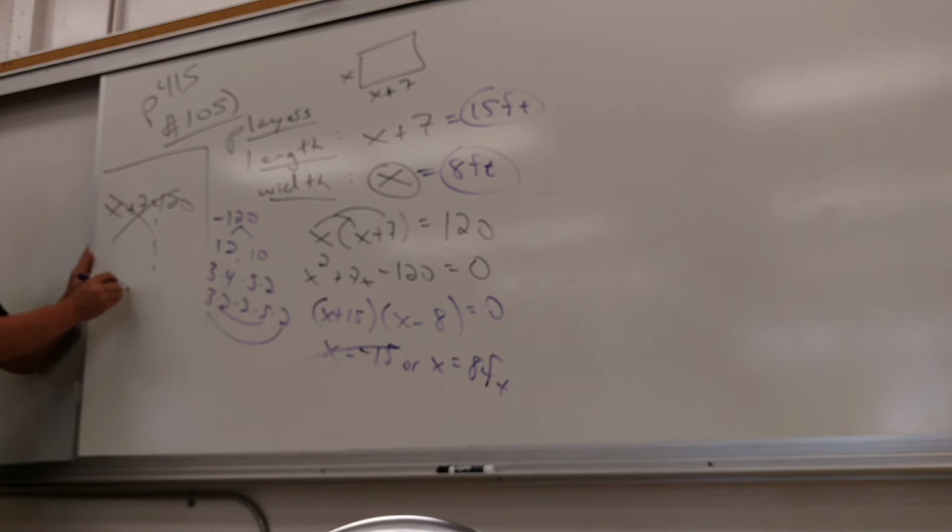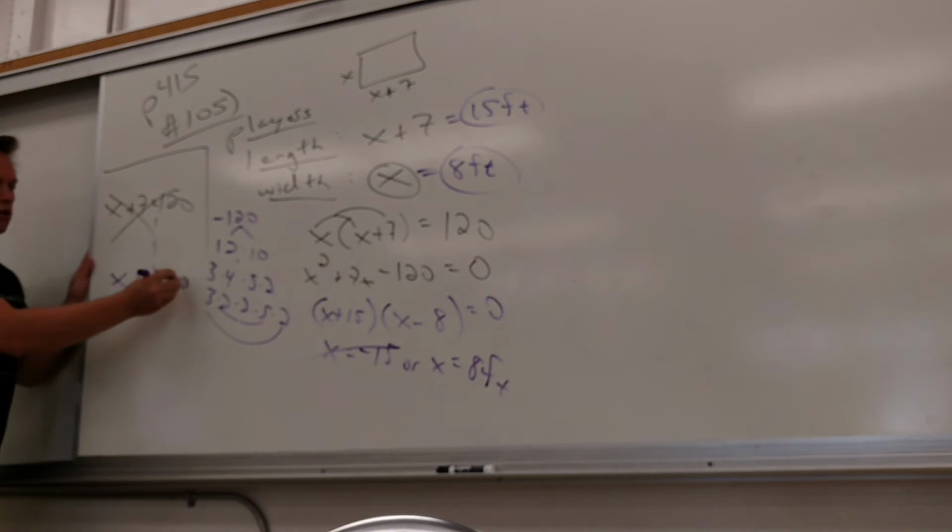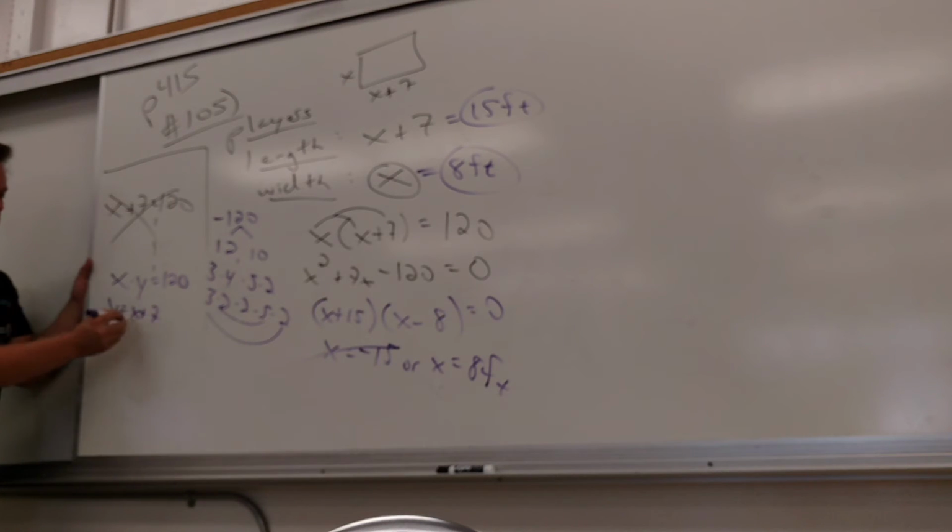So you could say x times y is 120. Sure. And then you can say y is x plus 7. Sure. And then you can plug that in, and you end up where we got. Right. Totally. Kick ass. So you can use 2 variables more often than I do. I just don't like using 2 variables if I don't need to.